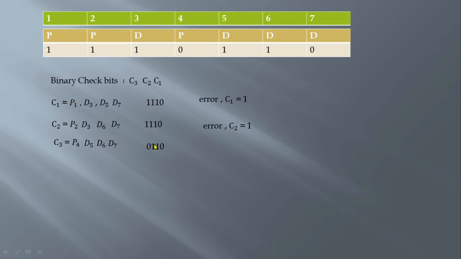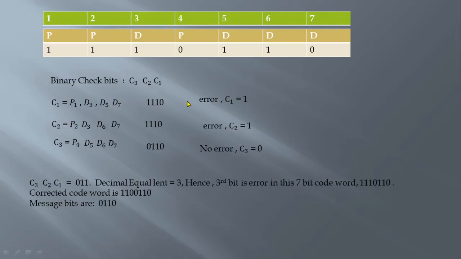Here there is an even number of ones, so there is no error. Then we write C3 equal to 0. By this code word C3, C2, C1, we find the position of the error. That C3, C2, C1 equals 0, 1, 1. The decimal equivalent of 0, 1, 1 is 3. So the third bit is the error.